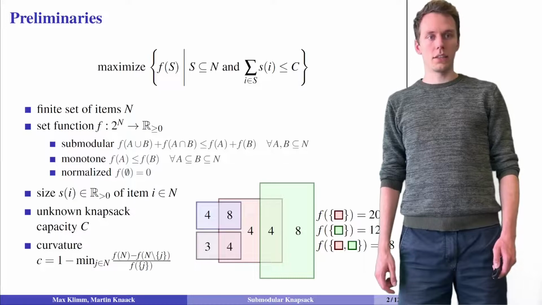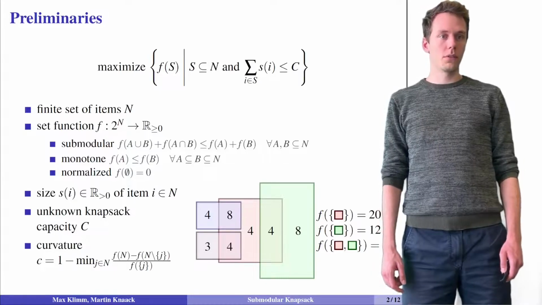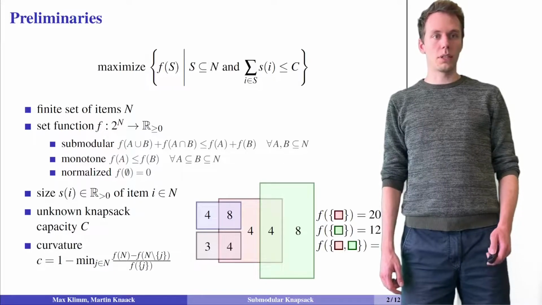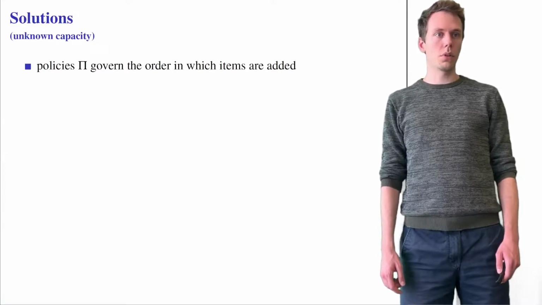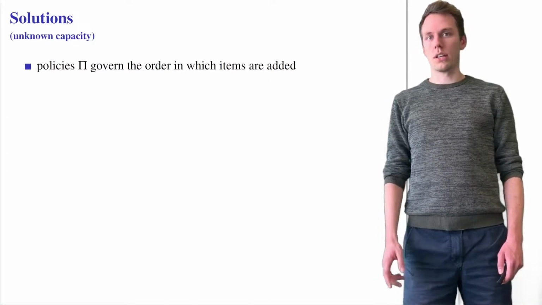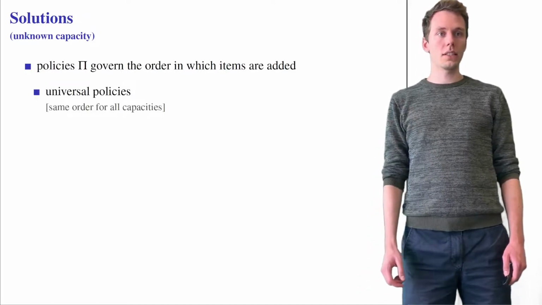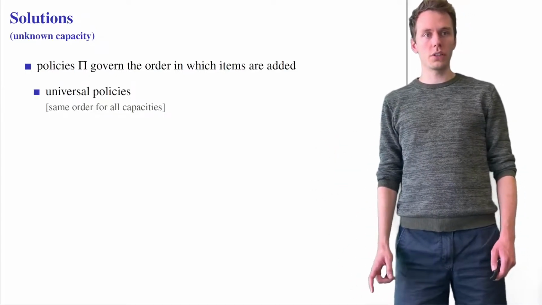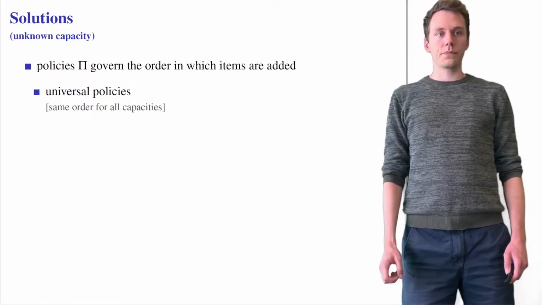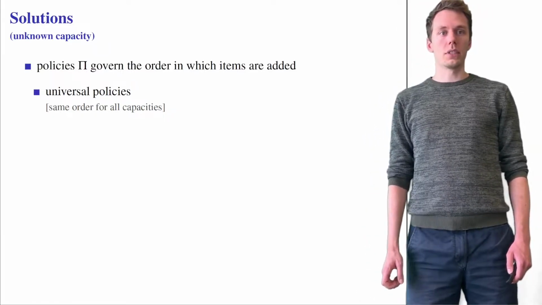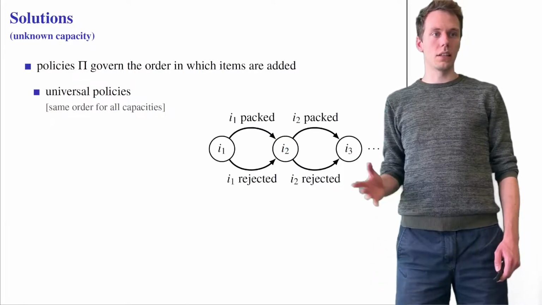So let's take a look at what a solution to the knapsack problem with unknown capacity can look like. These are so-called policies, and they govern the order in which items are added to the knapsack. There are 3 different kinds. The first one are universal policies, and here the order in which the items are added is the same for all capacities. This can look like this.